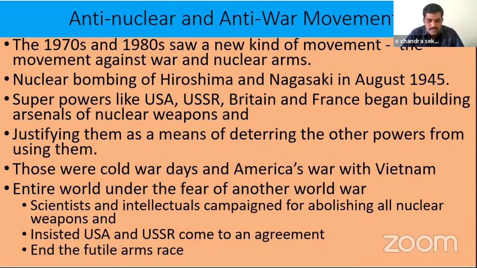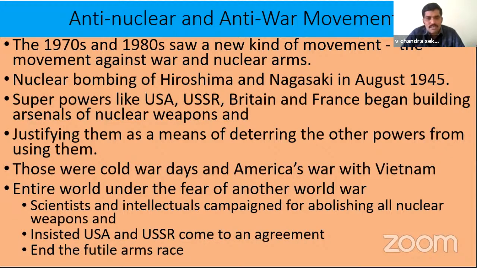Why did the people protest and start movements against nuclear arms and war? Because the 1970s and 80s saw a new kind of movement, against war and nuclear arms. We already experienced two world wars. We suffered huge losses because of the First and Second World Wars, and so many countries were damaged by wars. But the people didn't want another Third World War. That's why they started movements against wars.